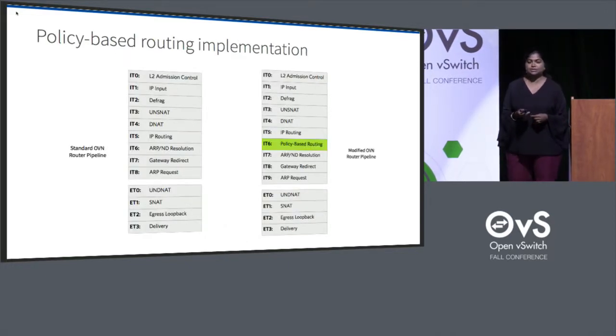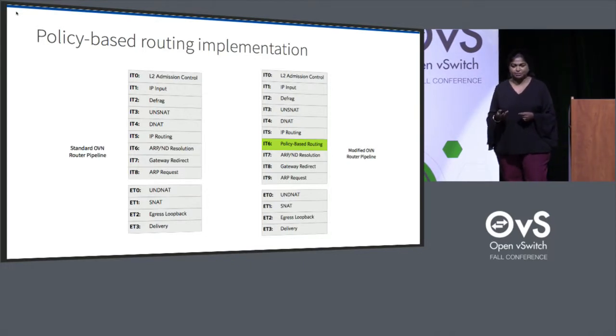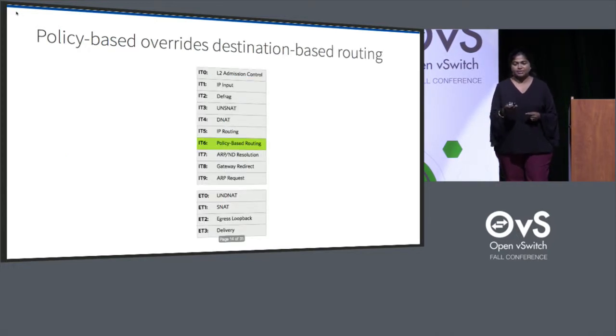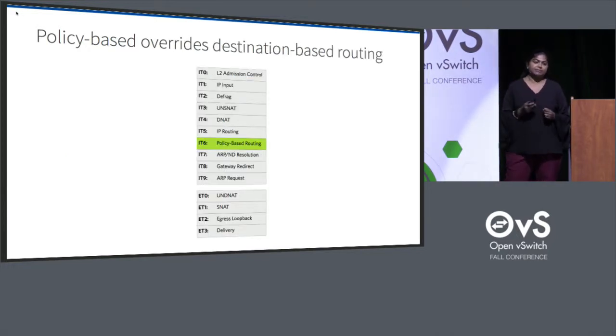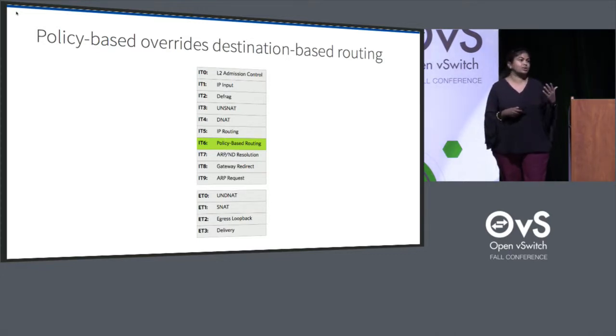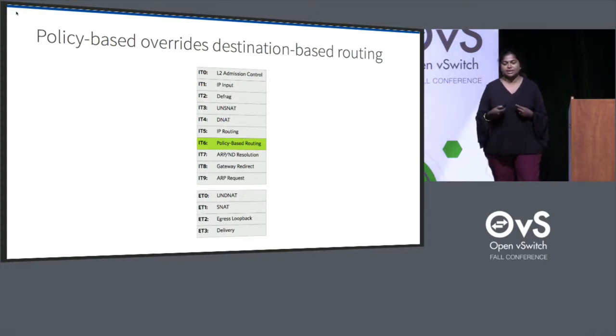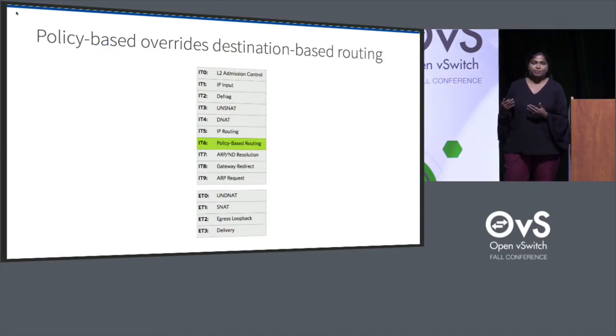The proposed solution is to insert a table between the IP routing table and the ARP resolution table. By adding a table after the IP routing table, it's possible to override the routing decision. So we let the IP routing table contain all the destination-based routes, and the policy-based routing table can go and override those routes as and when needed. The table needs to be before the ARP table because the next hop IP needs to be resolved.